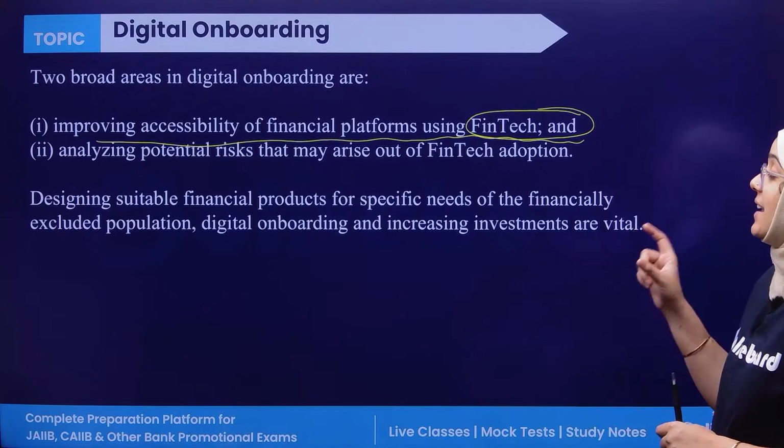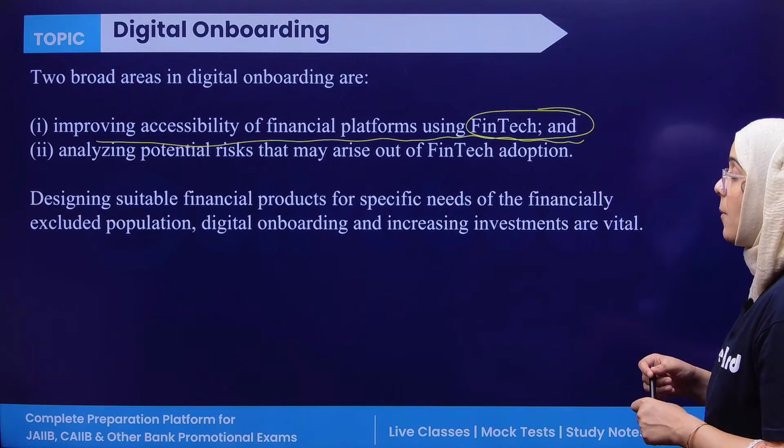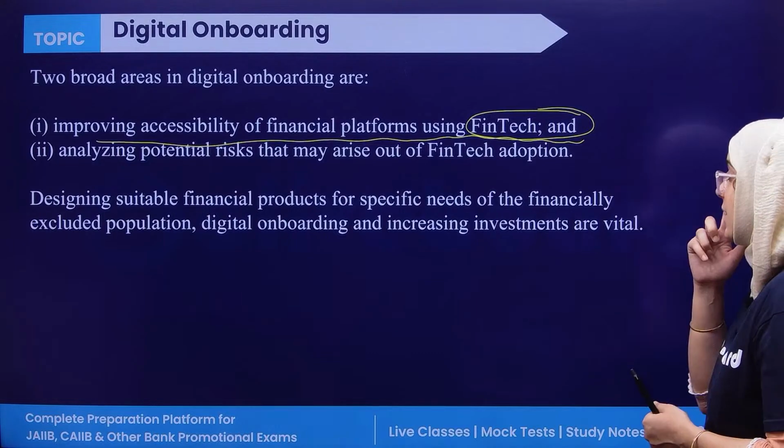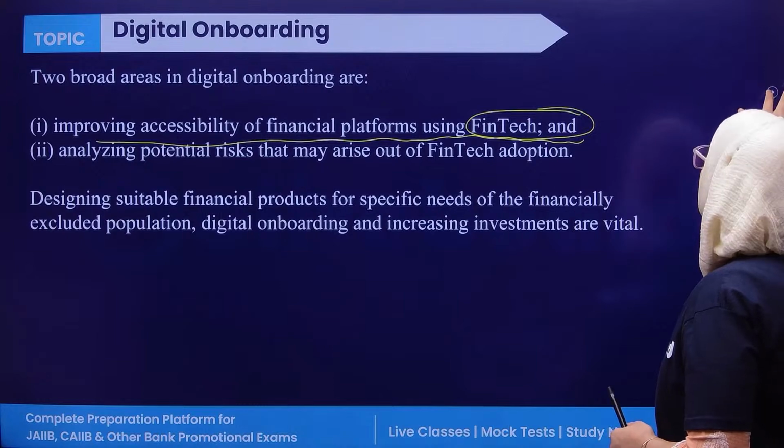Okay, designing suitable financial products for the specific needs of the financially excluded population, digital onboarding and increased investments are vital. Clear? It's a very simple thing, digital onboarding.